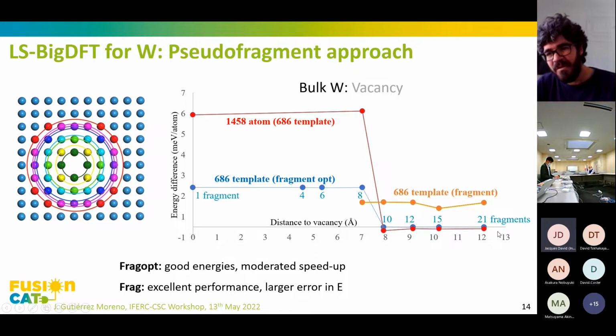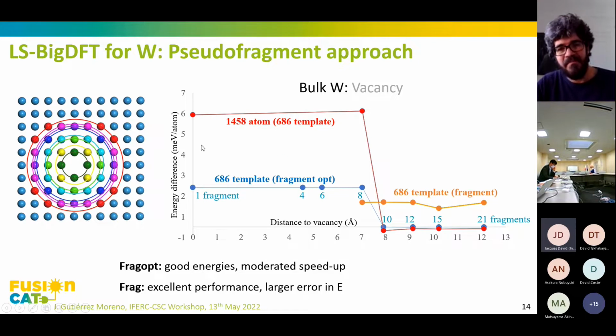On the other hand, if we just use the normal fragment approach and we don't optimize super functions, we get, of course, a larger error, but still these are milli-electron volts per atom, and this error will be below 2. So this is still not too bad, and the calculation will be much faster. Then we use these templates we have generated for the 686 atom structure, which we have seen is enough to model this single vacancy, and we use that to simulate a larger structure with almost 1,500 atoms.